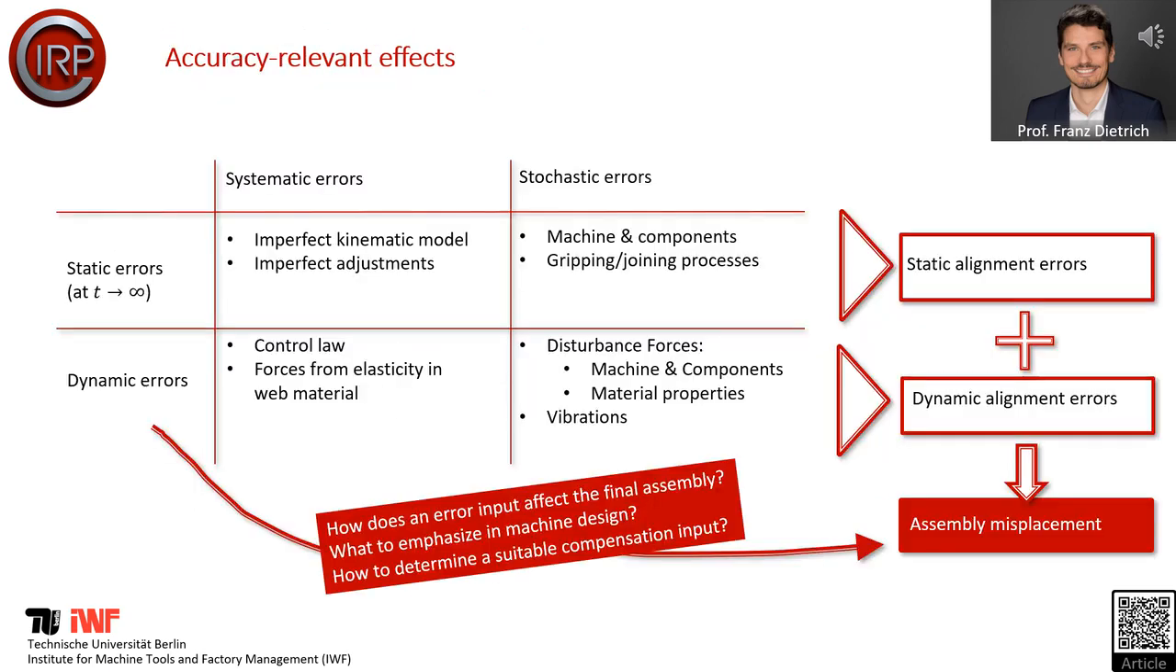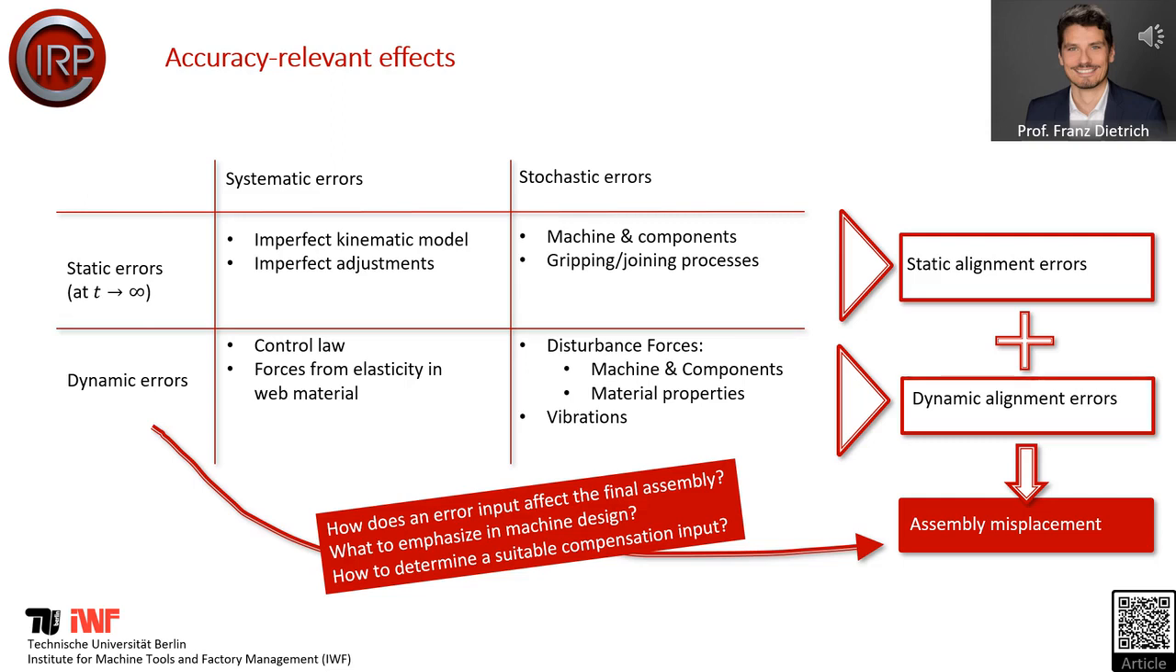The accuracy relevant effects I'd like to talk about are classified with respect to two different aspects. The first is whether these effects are systematic errors or stochastic errors. The second way to categorize is whether these effects are static effects, which means that they are observed as time tends towards infinity, or whether these are dynamic effects that can be observed.